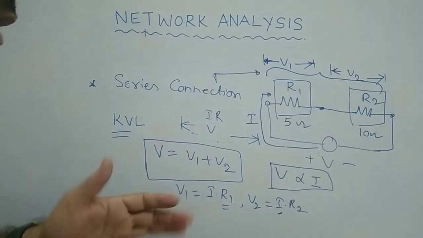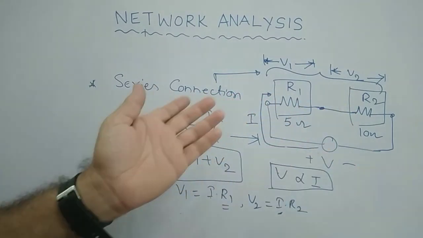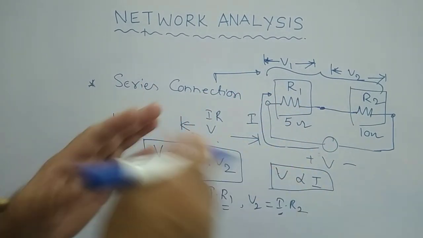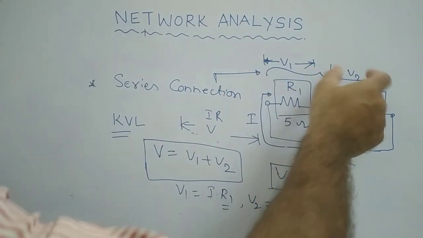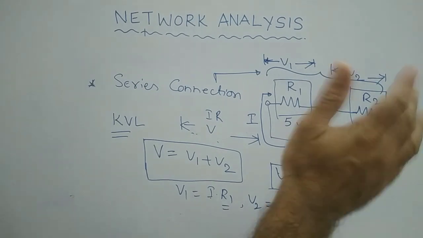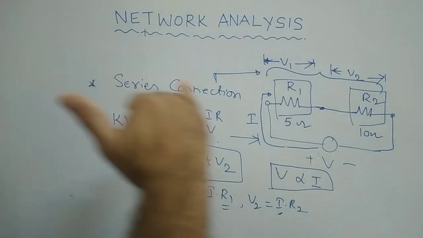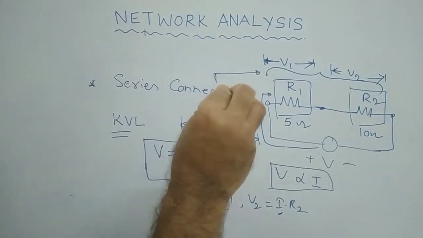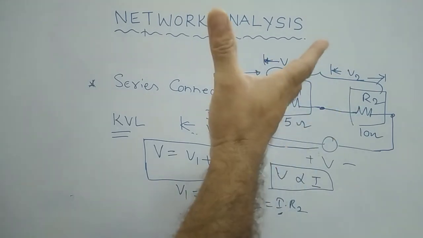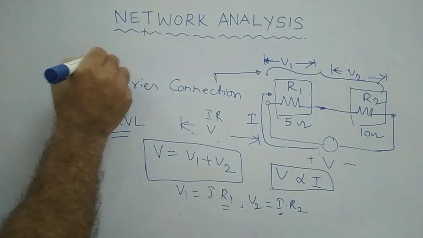So what does this mean actually? Across both resistors, the voltage will be different. The voltage drop will be different. V1 could be some value, V2 may be some different value, but the current remains the same. So the same current flows through the circuit, but the voltage will be different in the series connection. I hope you understood this concept well.